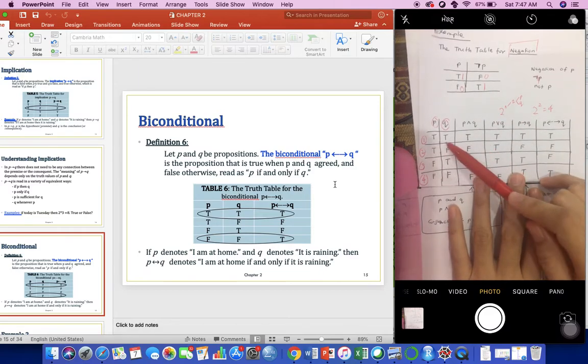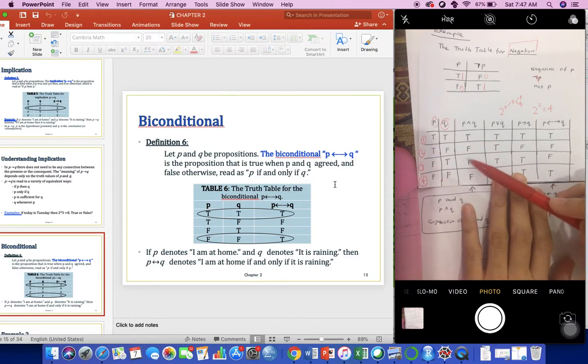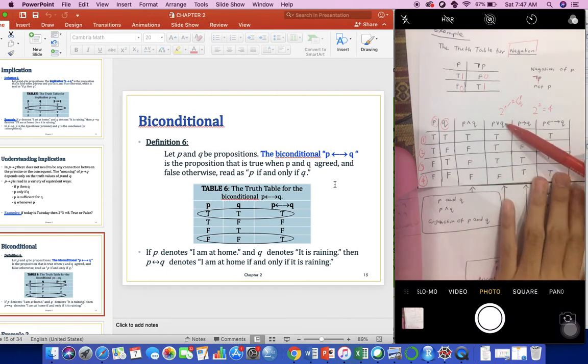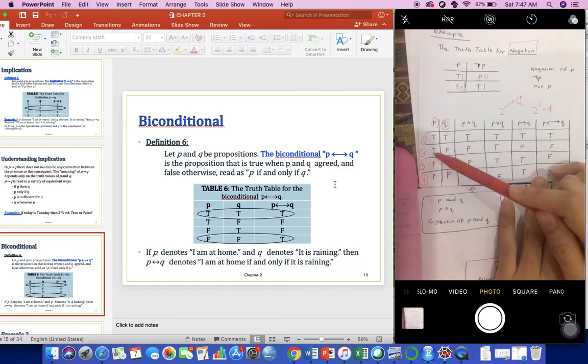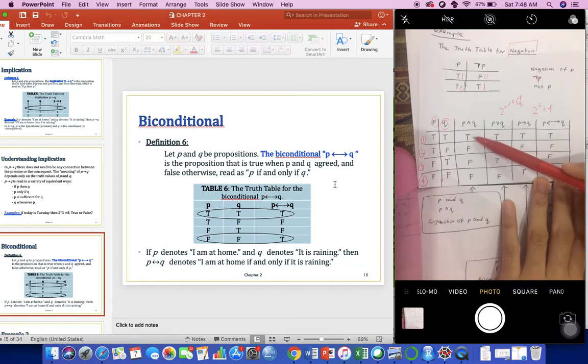Okay, the first one is P and Q. For true, true, you will get true here. For true, false, you will get false here. For false, true, false, and for false, false, false. What about P or Q? For P or Q: true, true, true, false, true, true, false, true, true, false, false, false. Okay, so you can see the difference. For and, you will get true, false, false, false, but for or, you will get true, true, true, false.